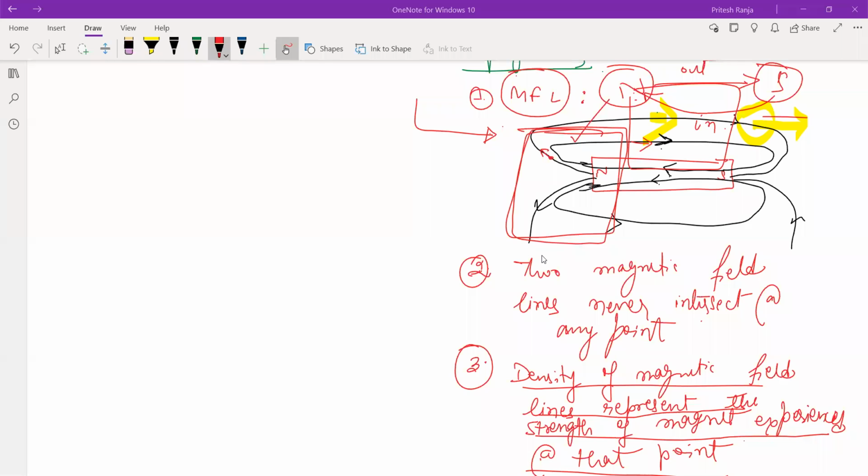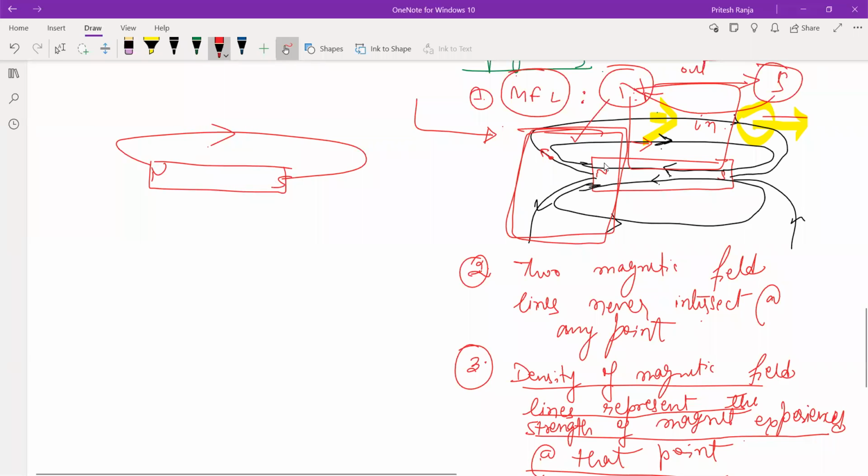How do we determine the magnetic field line? If you have a magnet, this is north, this is south, you know the direction from north to south. How do we know it? That's what I said here. If you keep a compass here, the compass will be positioned in this direction. If you keep it here, the compass will be in this direction. If you keep it here, the compass is in this direction.